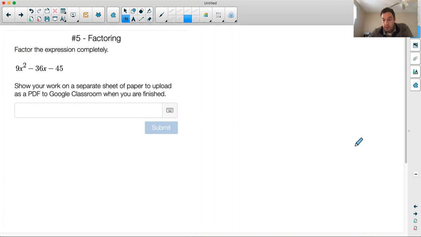I wanted to make sure that you knew how to do some of these other questions. And we're going to go through these as quickly as we can right now. So the first one says to factor 9x squared minus 36x minus 45.